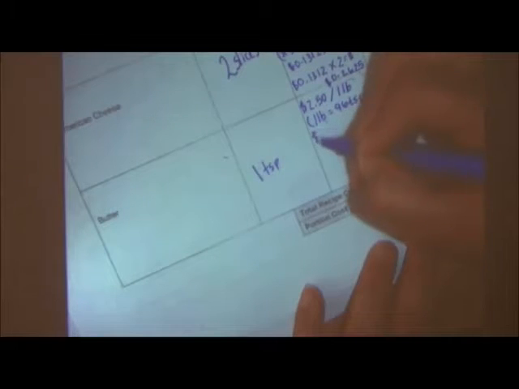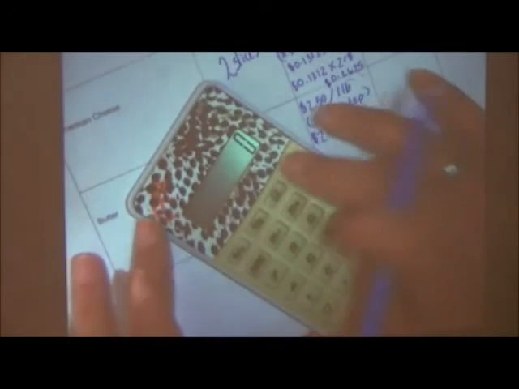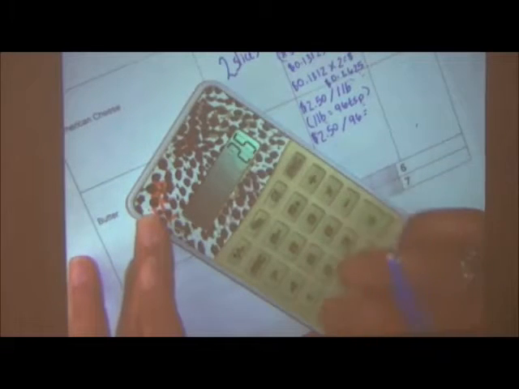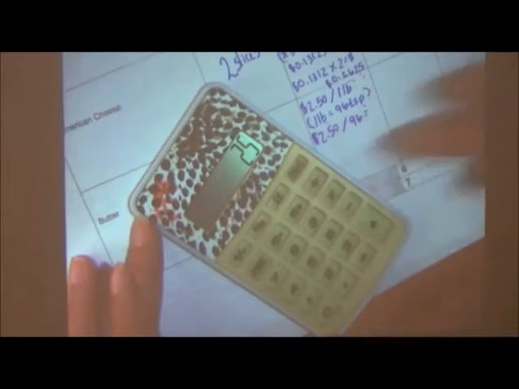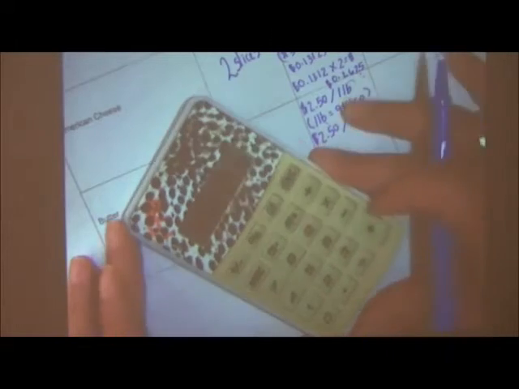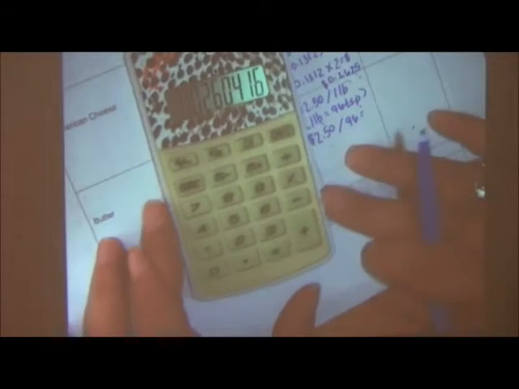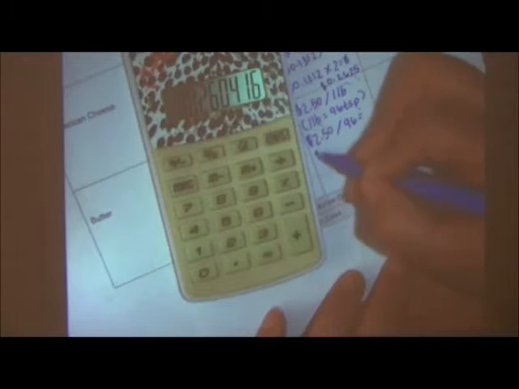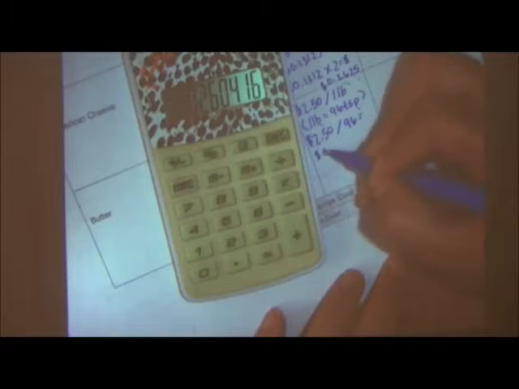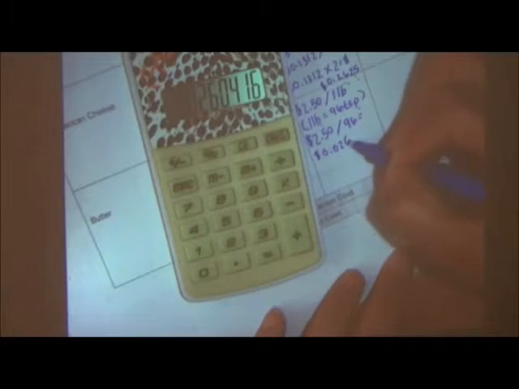Now the next thing we're going to do is go to C. Now that I know there's 96 teaspoons, I'm going to take my $2.50 divided by 96 equals, can you see that? Put that right there. $0.0260.